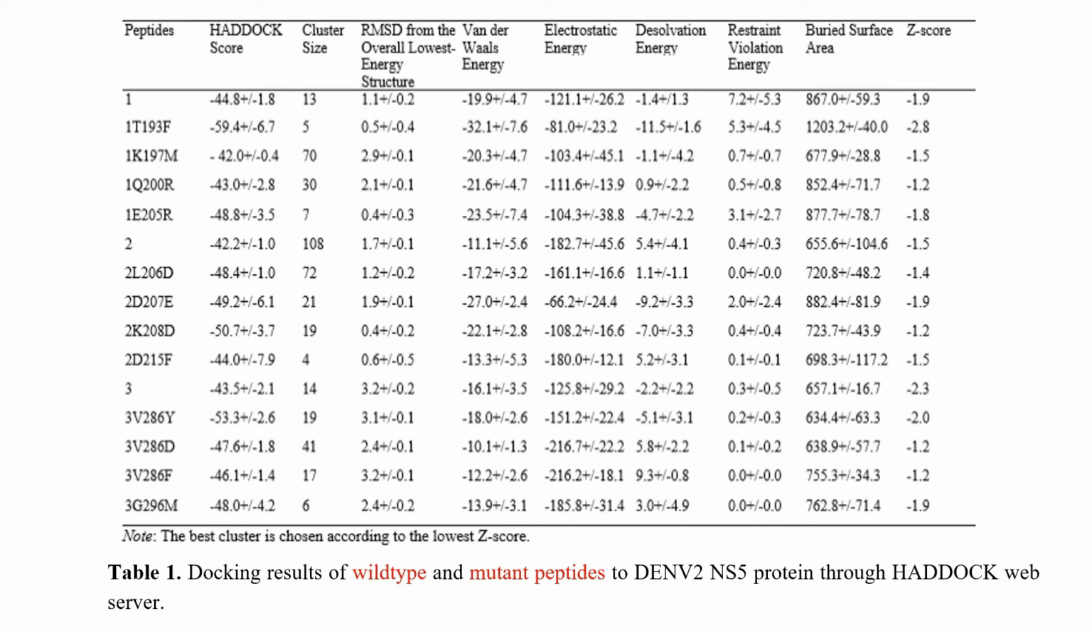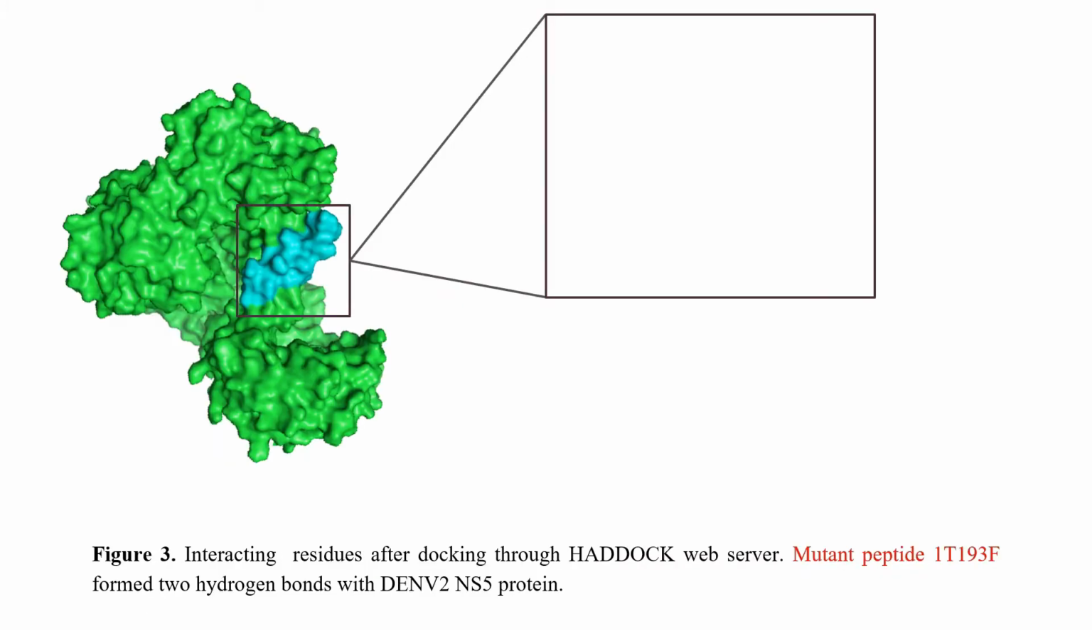The mutant peptides were named according to their wild-type origin, position, and amino acid residue before and after substitution to ease the analysis. Reanalysis of docking performed through the HADDOCK web server revealed that most mutant peptides showed lower HADDOCK scores compared to the wild-type peptides. However, peptide 1T193F had the lowest and the best HADDOCK score compared to the rest of the mutant peptides. So, peptide 1T193F was considered for further analysis.